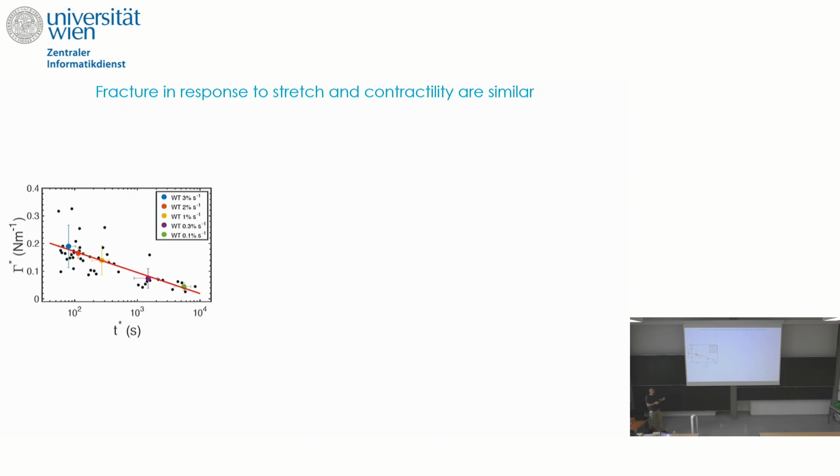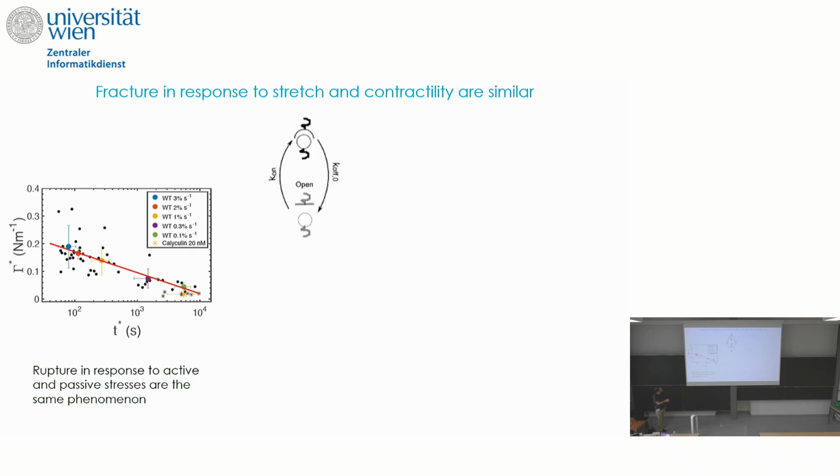And what you can do is you can now take the rupture tension and the rupture time that we observed in these chemical treatment experiments and put them back into this diagram. And you can see that it falls not so far away from the regression. So that would suggest that rupture in response to active and passive stresses seem to be the same. And this trade-off between rupture tension and rupture time reminded us.